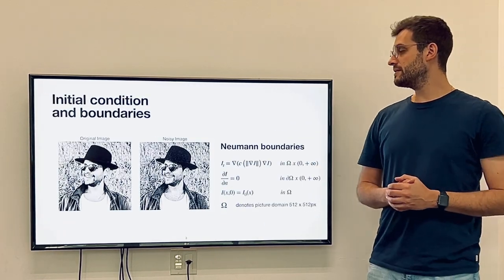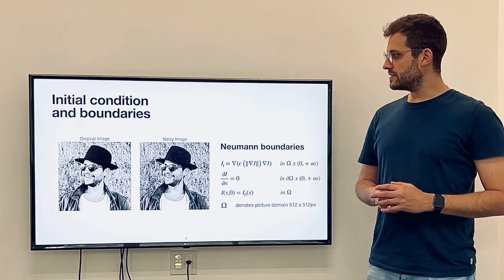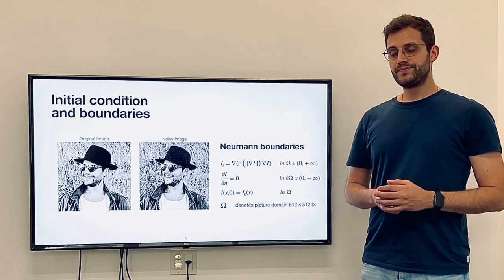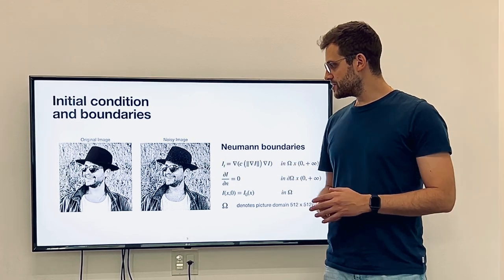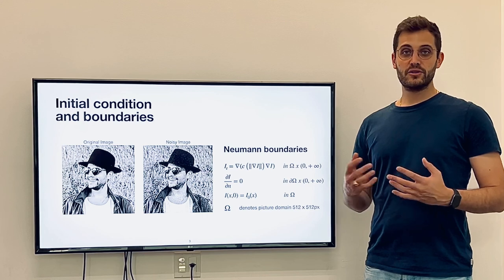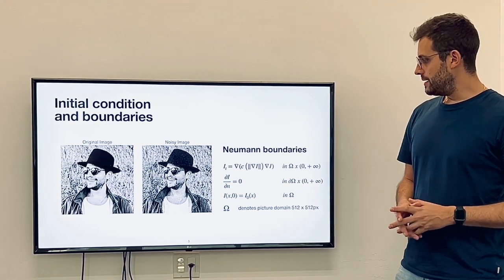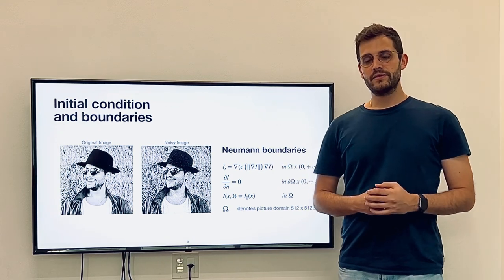So the initial condition and the boundaries. Here on the left side you can see the input image, and here the noisy image. That is the image I gave as input to see if my algorithm is really working, so to denoise at the end. And the image is 512 by 512 pixels.